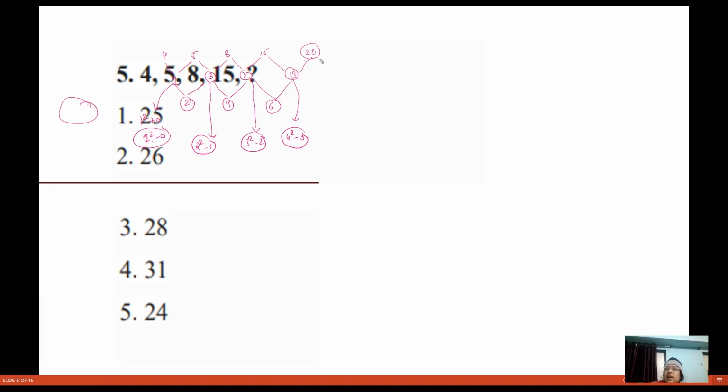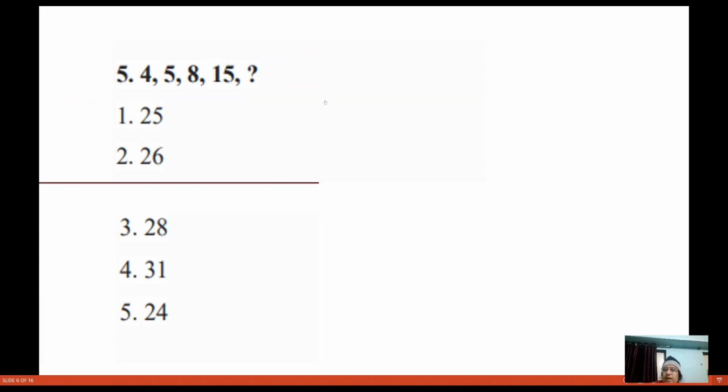So basically it will become 28 here. Okay, so what I am saying here, 4, 5, 8, 15 we are taking. So this becomes 1, this becomes 3, and this becomes 7. Okay, but if we look at here, what are we getting?